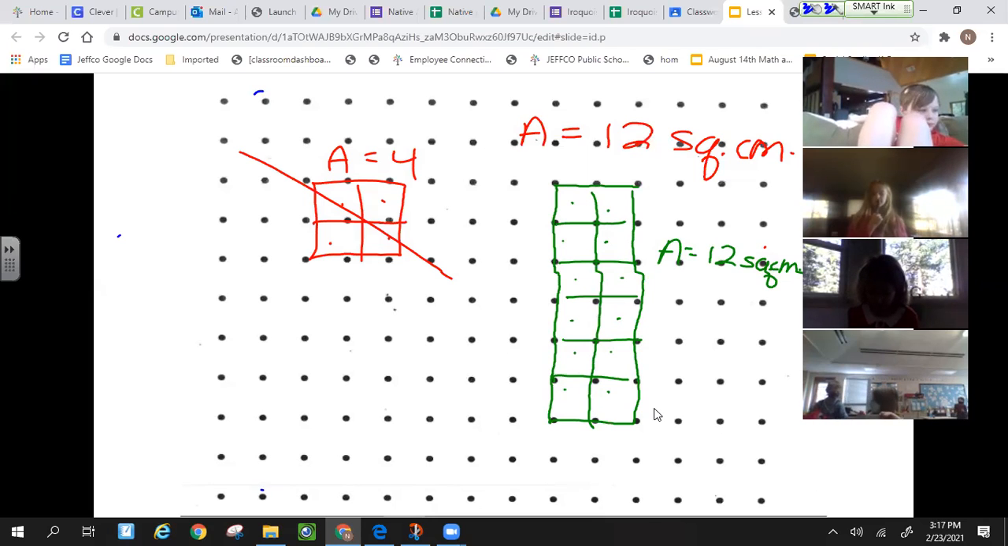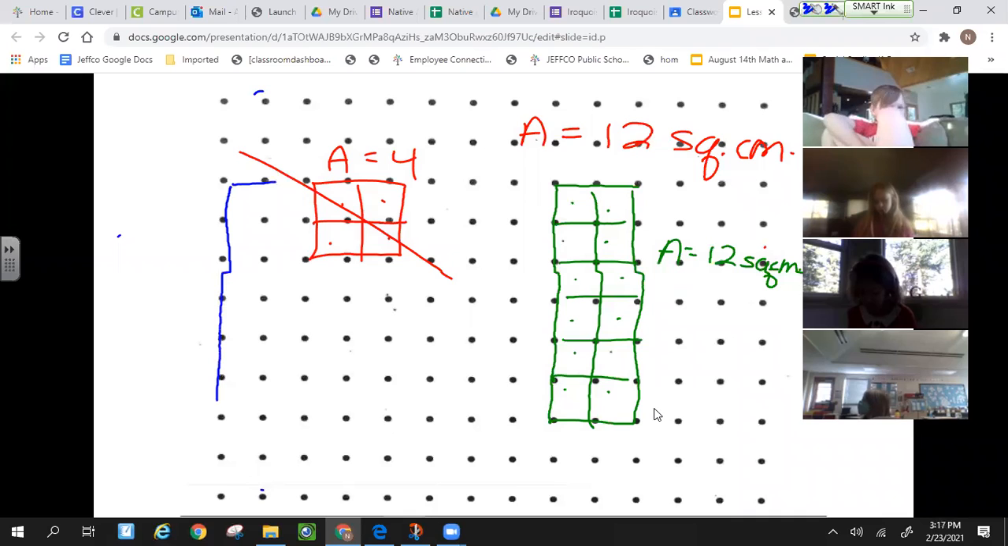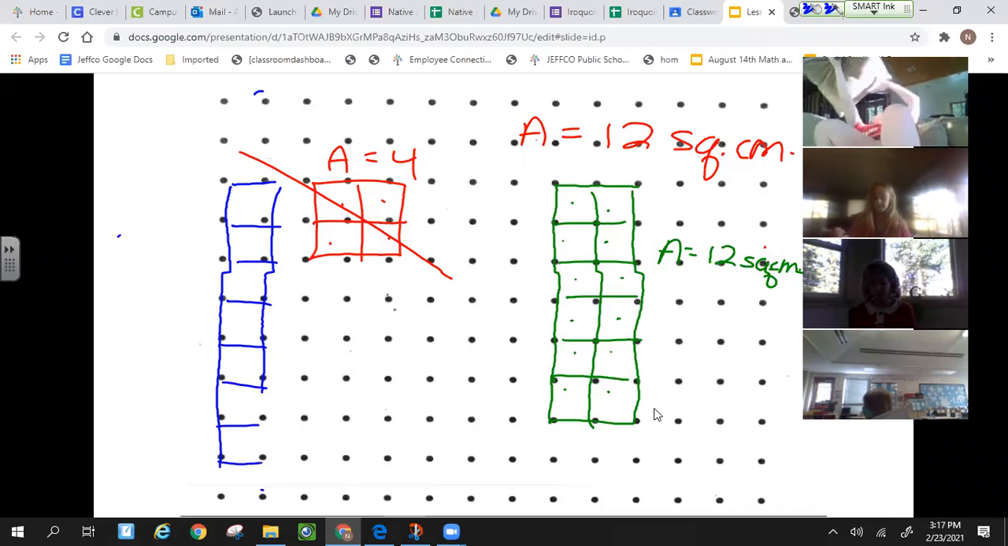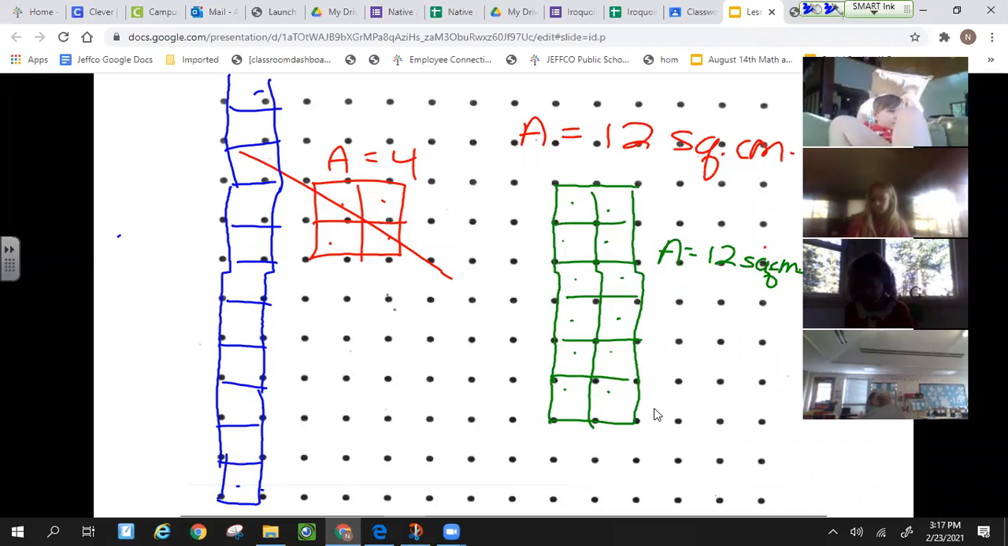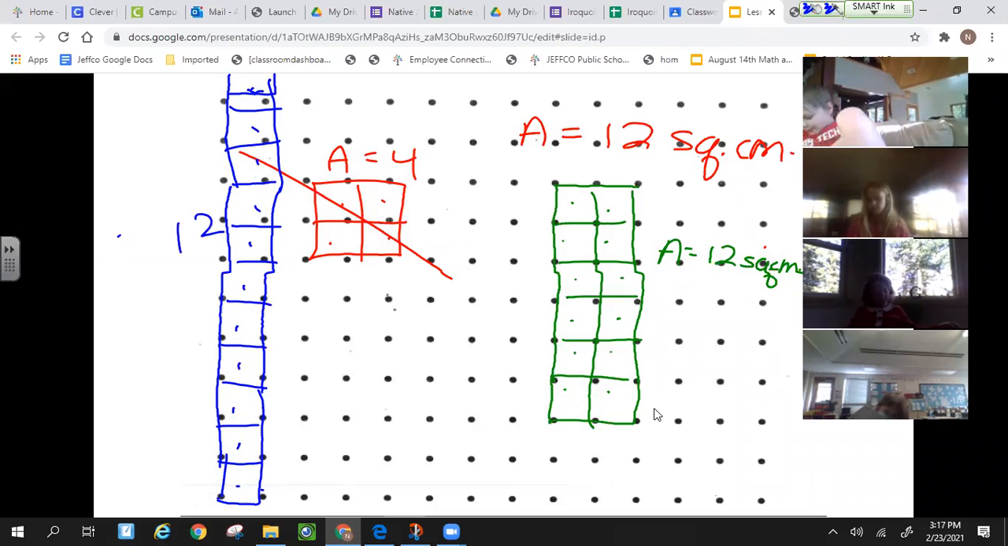I saw a lot of 1 by 12. Okay, well, we're going to try to go straight because rectangles have right angles, right? So 1, 2, 3, 4, 5, 6, 7, 8. Uh-oh. Mine's going to not be able to go all the way up. 1, 2, 3, 4, 5, 6, 7, 8, 9, 10, 11. We're going to add that other one and make it 12. So a 1 by 12 area equals 12 square units.